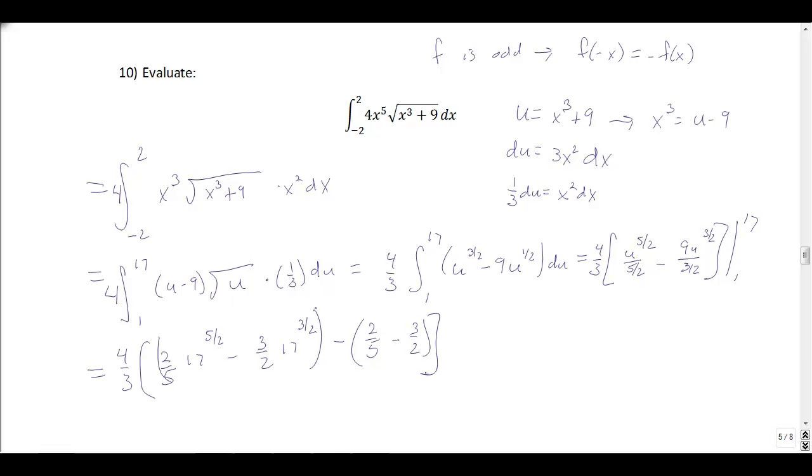I don't know how you might clean this up, but I can pull out a square root of 17 here. So let's write it this way: 4/3 times 2/5. 17 to the 5/2 is going to be 17 squared times the square root of 17. So this is power 2, power half. That's 2.5 or 5/2. Minus 3/2 times 17 times the square root of 17. That's 17 to the 3/2. So you've got that plus 4/3 times 2/5 minus 3/2.